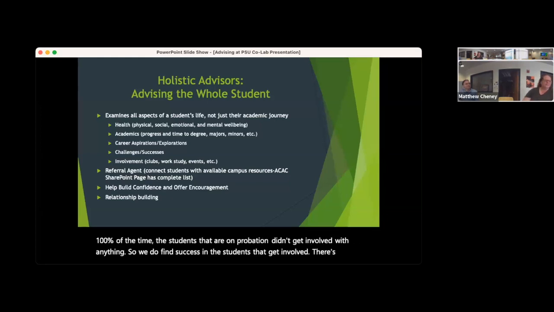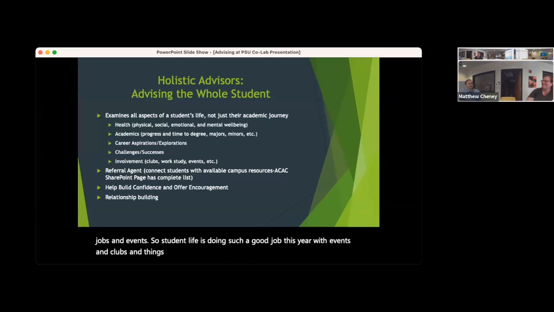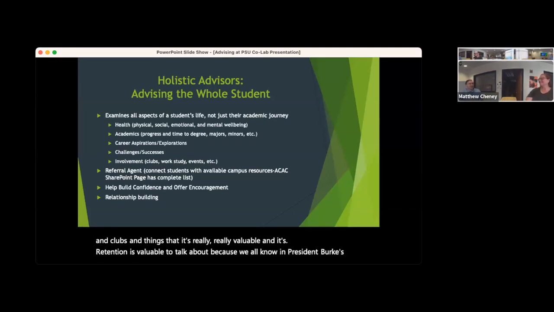Later on, you'll find a slide. We're not going to touch on it, but we have a new platform called the PAW, and it's where students can find all of the clubs. There's almost 200 clubs here on campus. You can also find ways to find work study jobs and events. Student Life is doing such a good job this year with events and clubs and things that it's really valuable. And retention is valuable to talk about because we all know, and President Burks emphasizes it all the time, so much of what we want to do and be able to do depends on our maintaining good retention.